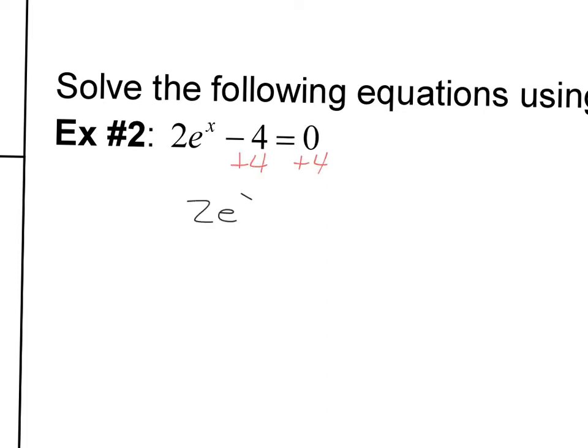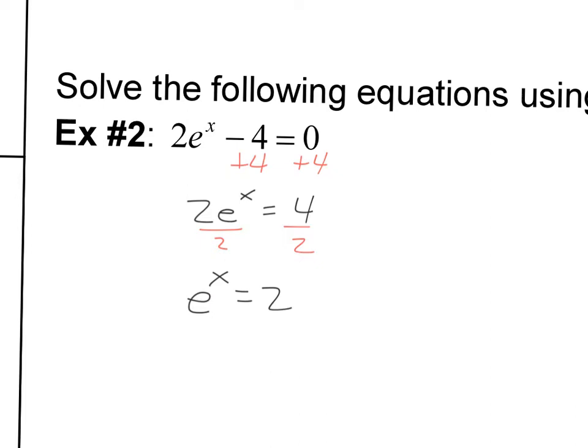So I'd have 2e to the x equals 4. Then I'm going to divide by 2, and so now I have e to the x equals 2. Okay, so I've done everything I can to get it all by itself. Now it's time to go ahead and switch it to the natural log form.